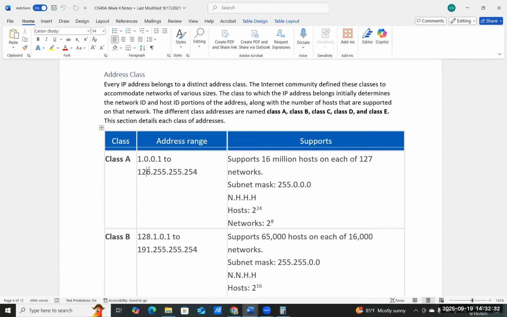Now we'll talk about subnet later. Don't worry about that now. And the default subnet mask, the first octet here is always on. The rest is off. Okay?